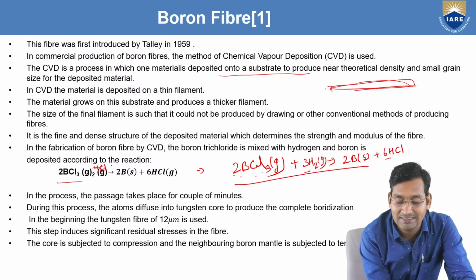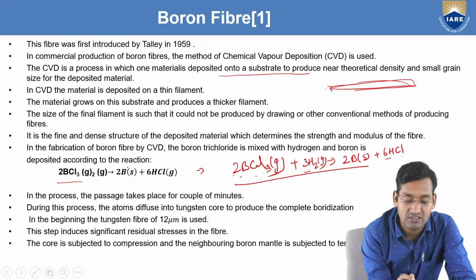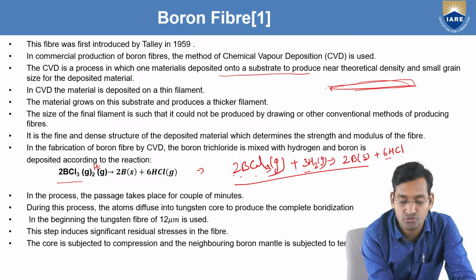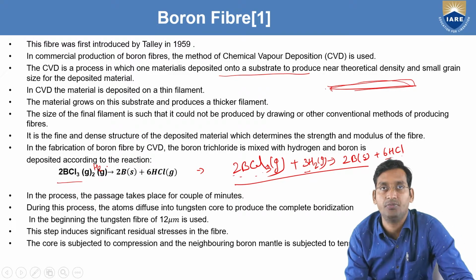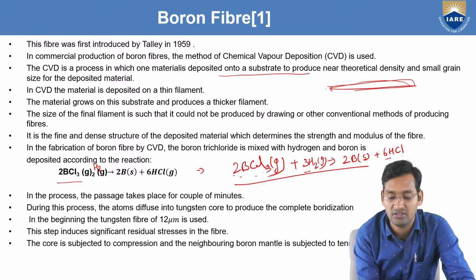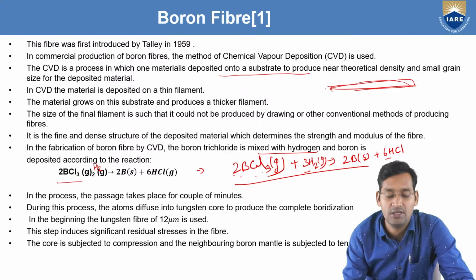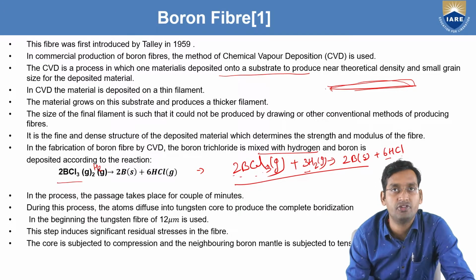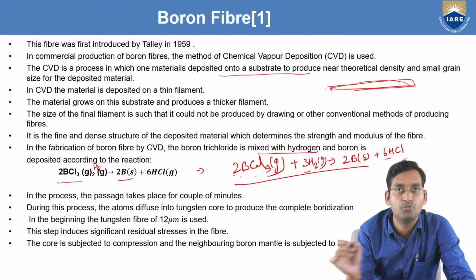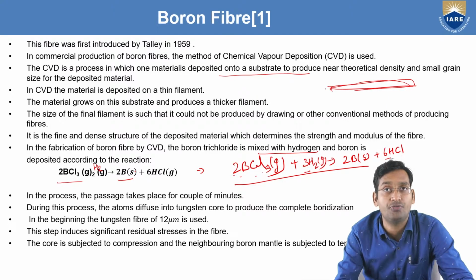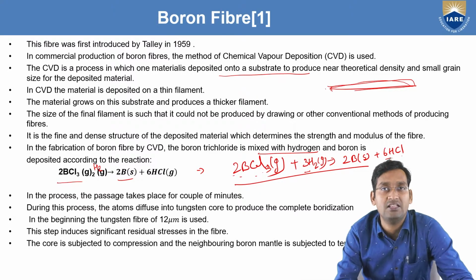Here the H2 is the hydrogen gas that is mixed with the boron trichloride, as given. So 3 moles of hydrogen and 2 moles of BCl3 gas, when combined in the CVD process, give us 2 moles of boron in the solid form and 6 moles of HCl in gaseous form.